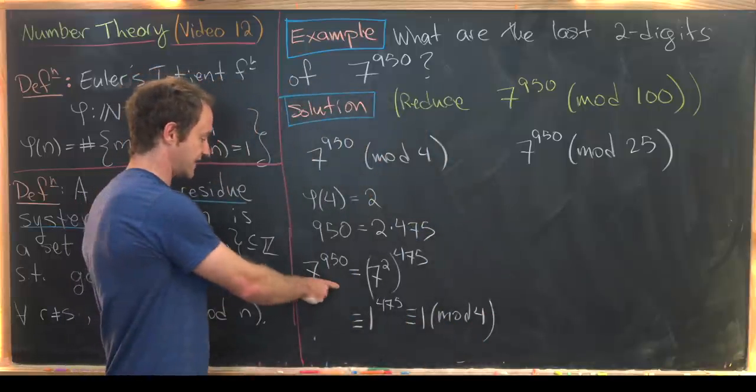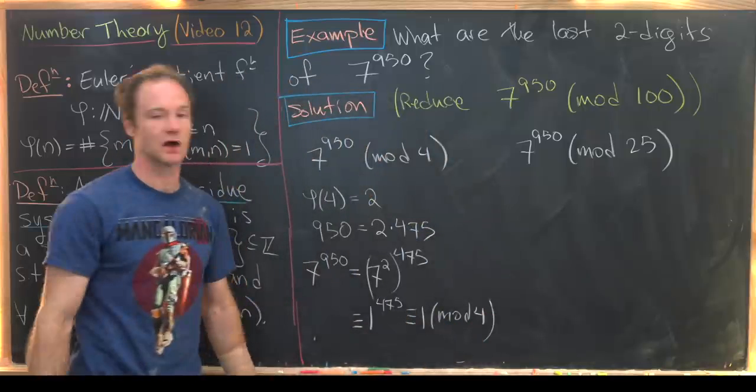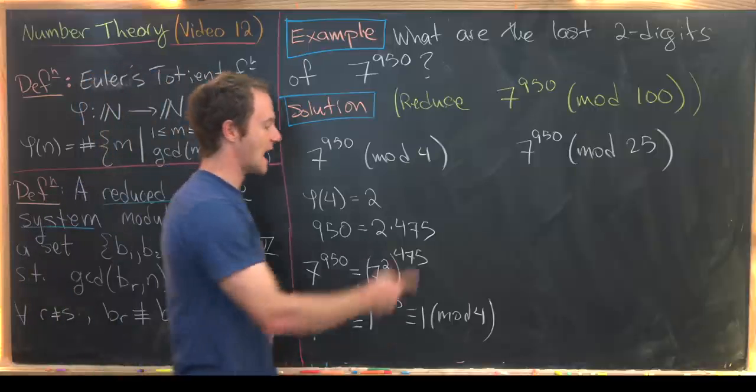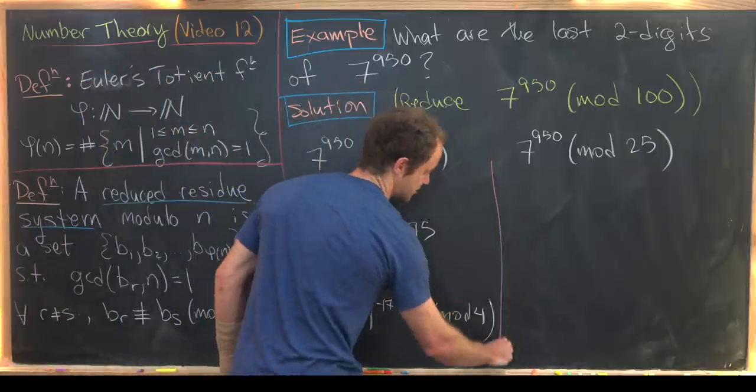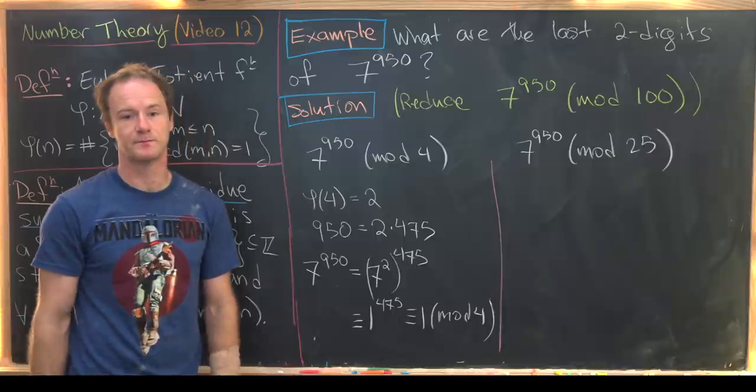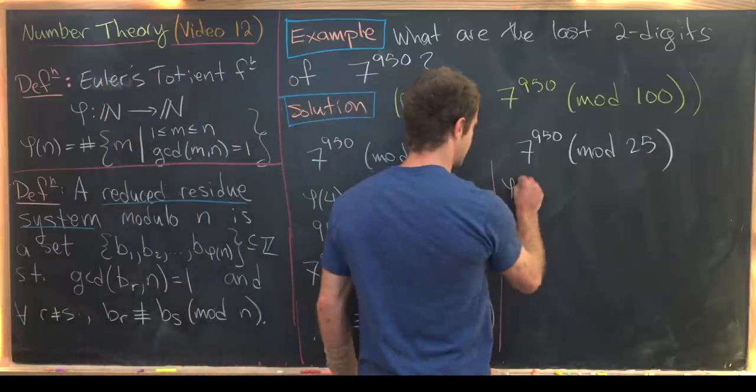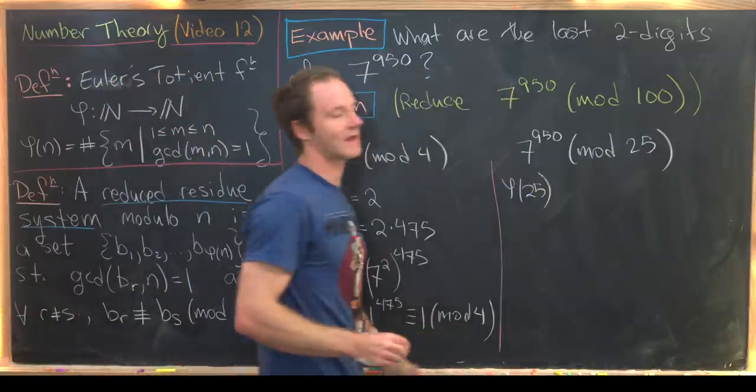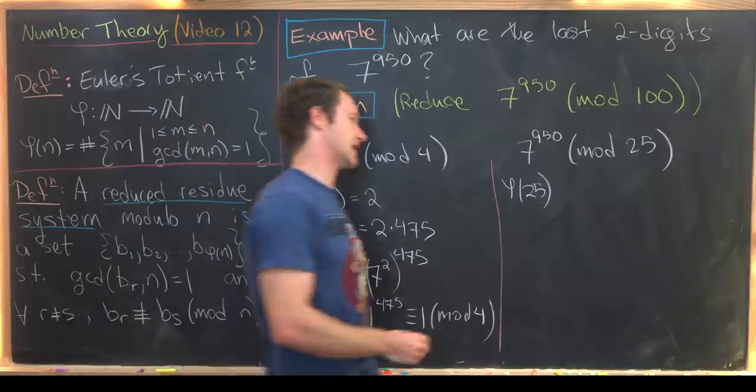So far, we have 7 to the 950 as congruent to 1 mod 4. Now we'll figure out what it is congruent to mod 25. Okay, so first we need to calculate phi of 25. Like I said, we don't have a quick way of doing that yet.